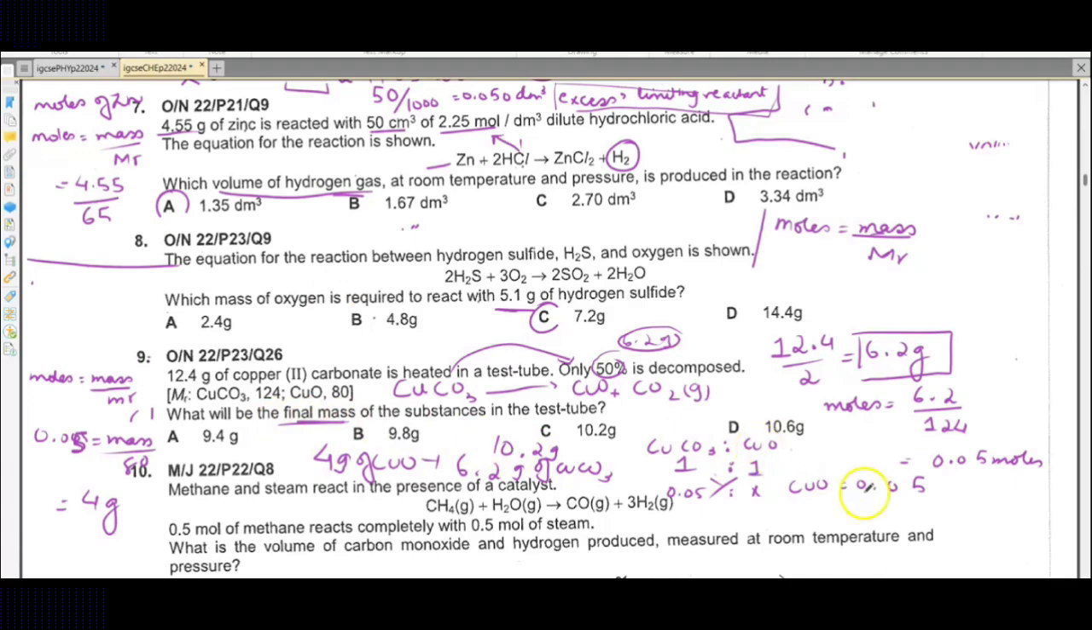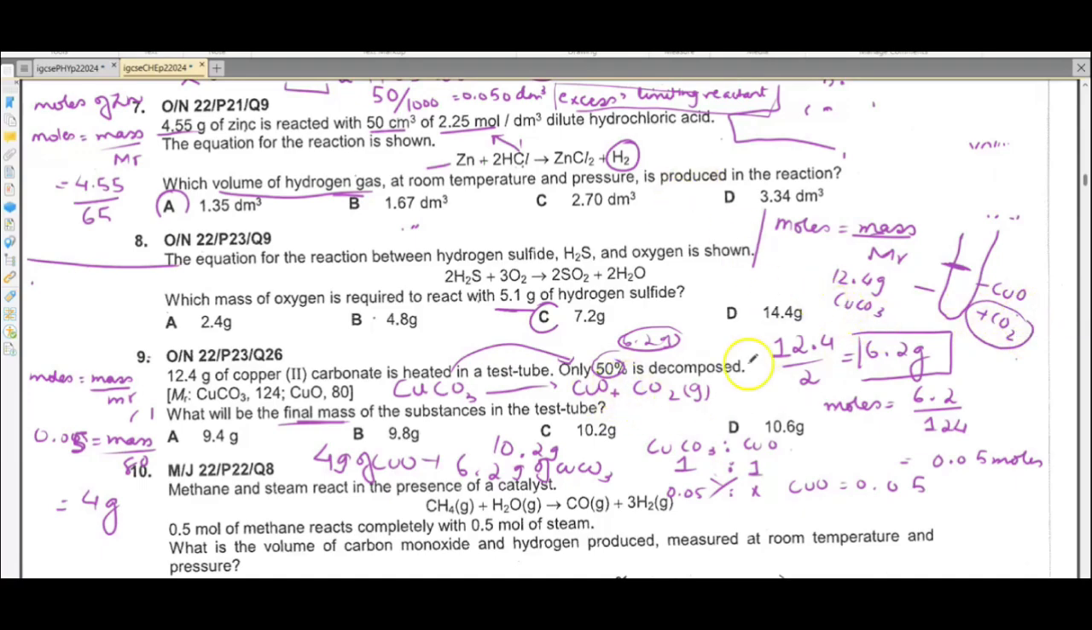ठीक हो गया? So if we make a figure over here, this was a test tube. ठीक है? It contained 12.4 grams of CuCO3, which decomposed into CuO, ठीक है, and CO2. But CO2 is not going to contribute to the mass because it must have been released as soon as it was formed.